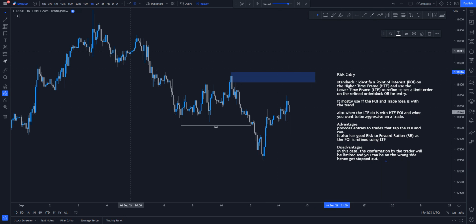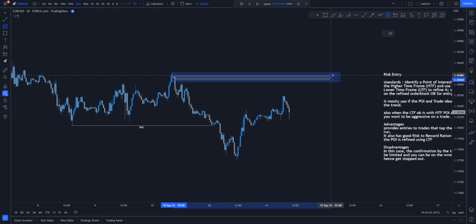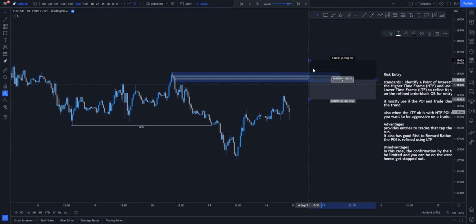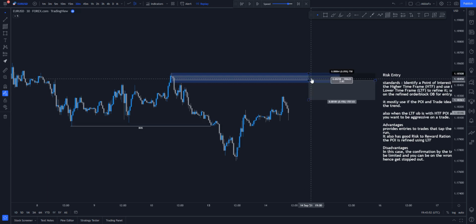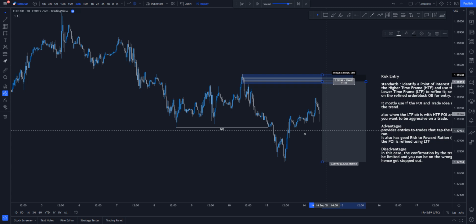With this type of entry, let's go to the 30-minute time frame to refine. We have a refinement at this candle right here, because it's the candle that gave momentum to the move. So we have the entry here, and the stop loss just below the order block line, and then our target will be here. That is basically it. Now we are entering from here.